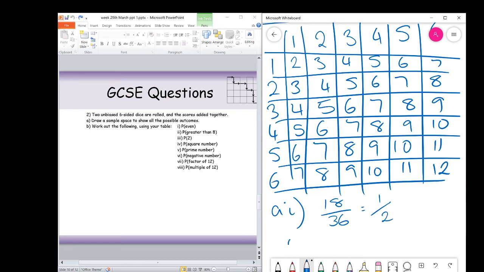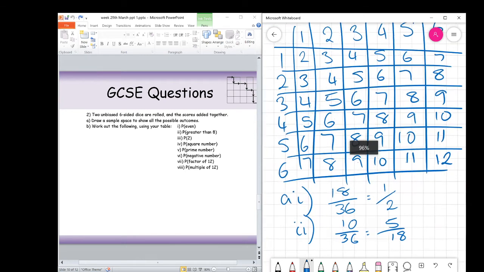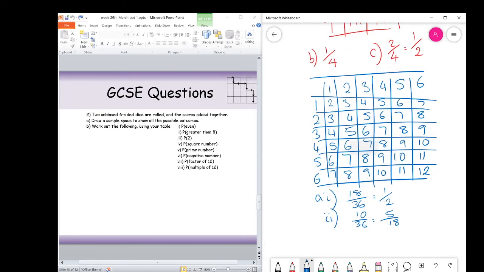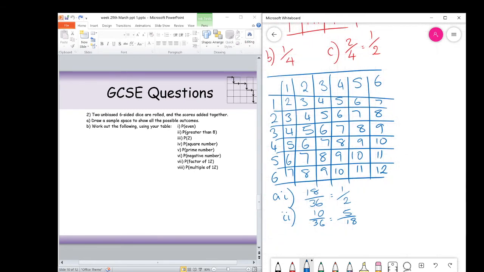Okay. Right, part 2. The probability is greater than 8. So that's not equal to 8, it's greater than 8. So that's 1, 2, 3, 4, 5, 6, 7, 8, 9, 10. So it's 10 out of 36. Again, you can cancel them down if you want. That'll be 5 over 18. You do not need to cancel things down if you don't want to. I'm just going to zoom out a bit, otherwise I'm not going to be able to see.